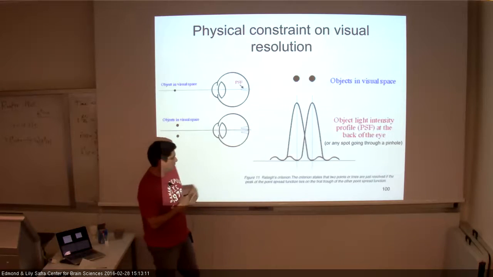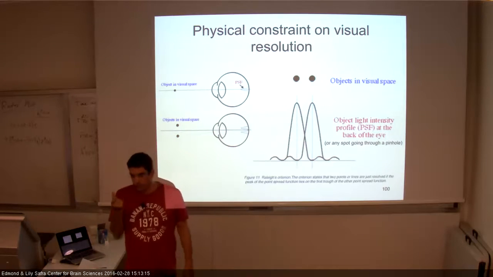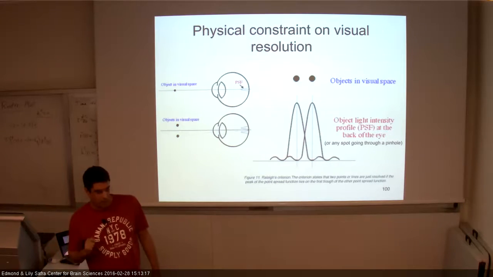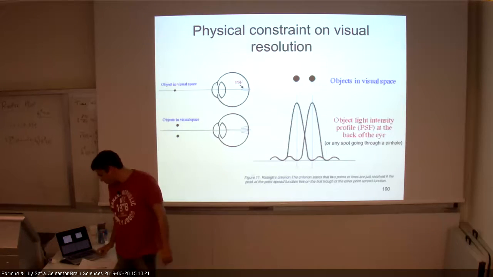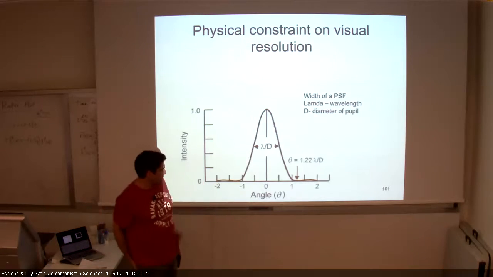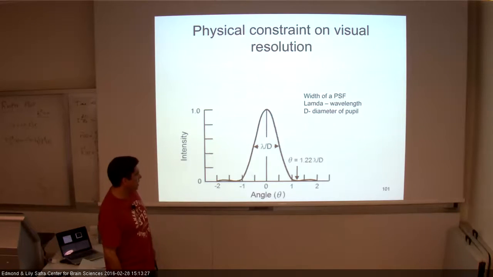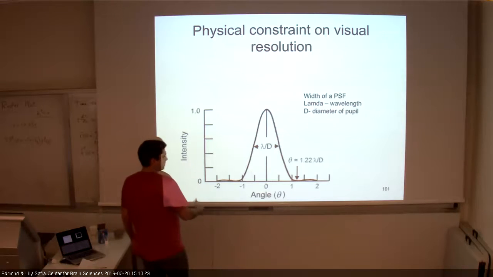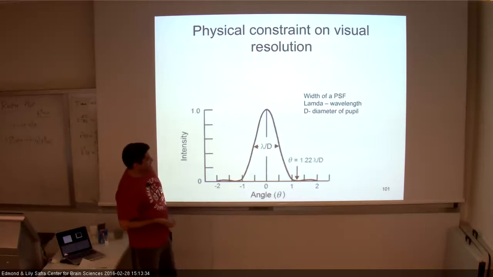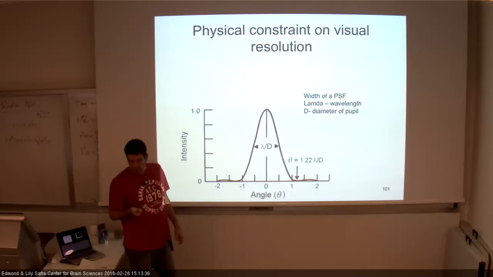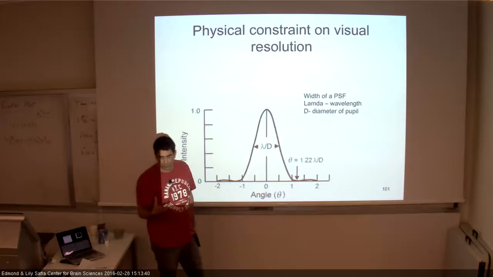Okay, so now we want to know how large these point spread functions are on the retina of the human eye. We can calculate this. We're not going to go into the calculations too much, but the width of a point spread function is a factor of the wavelength of light and the diameter of the pupil of the eye. So we can actually calculate the size of these point spread functions.